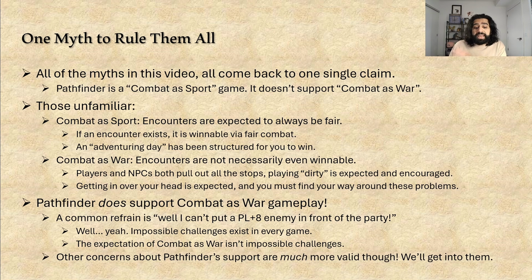But there are many, many, many other concerns about Pathfinder's support of combat as war, and they're much more valid because many of them, superficially at least, appear to be embedded into the game's assumptions, and the online consensus is that they are indeed embedded in the game's assumptions. So let's deconstruct them one by one.